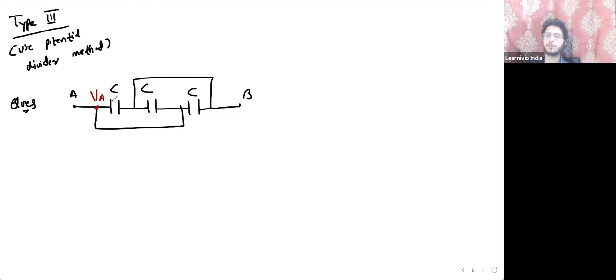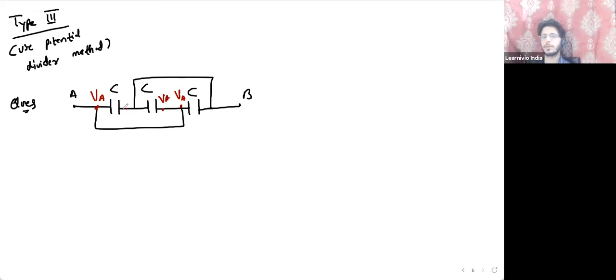Just tell me, if this is VA, will this also be VA? No, there is a capacitor. Capacitor will change it, it won't be VA. This is the wire, this is wire, this is straight wire. No break, no discontinuity. This is VA. Here also this is VA. Is it clear?